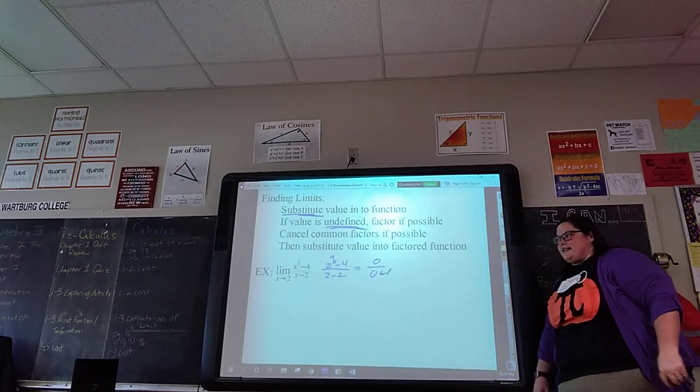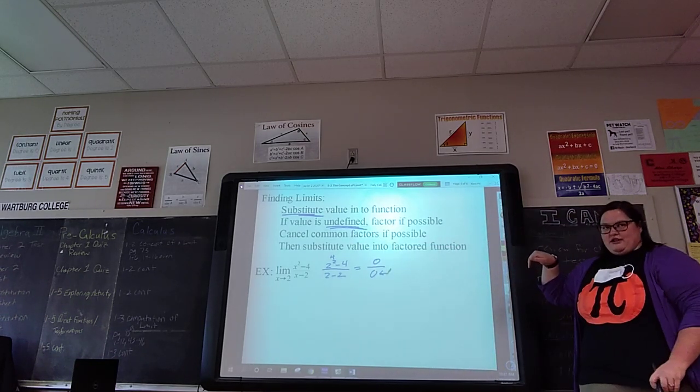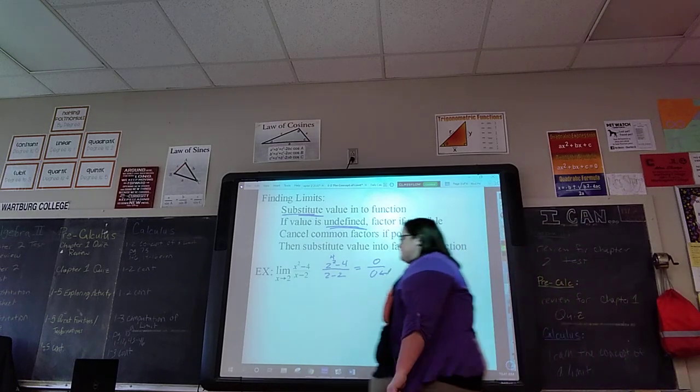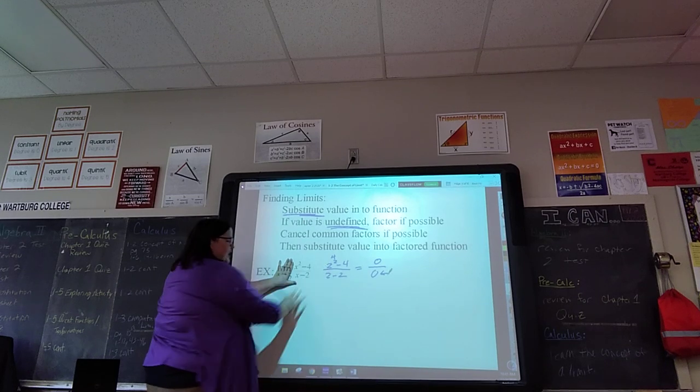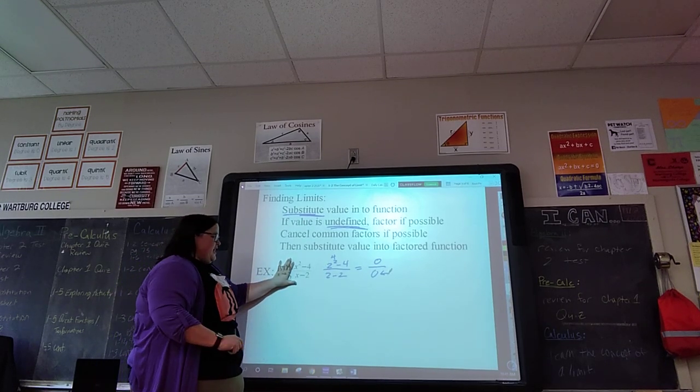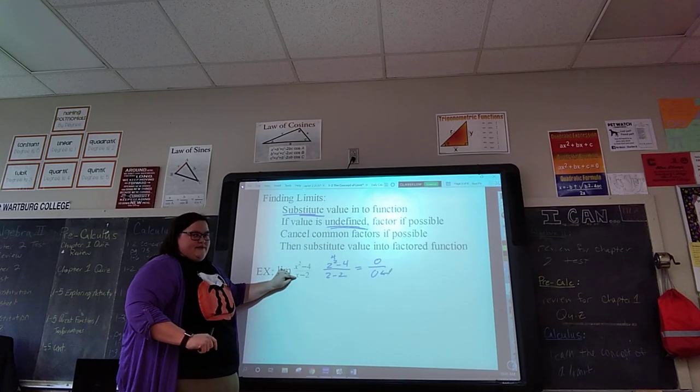Okay, so that tells me I need to do something extra. So I'm going to take just the function, which is the x squared minus 4. I'm going to see if I can factor it. Okay, typically if you just have a single x, you can't factor that.